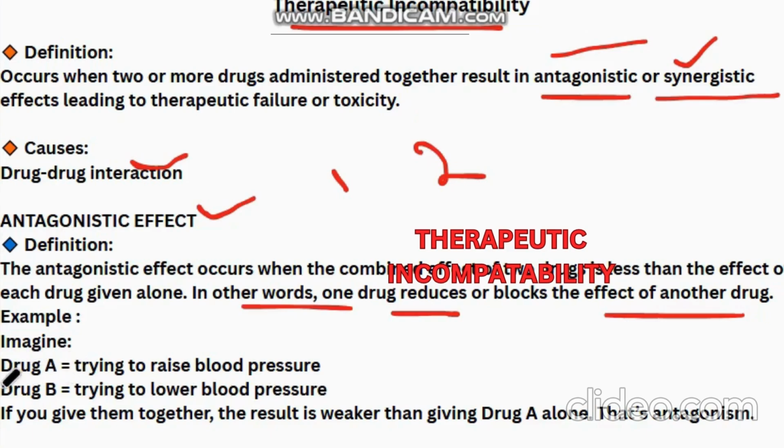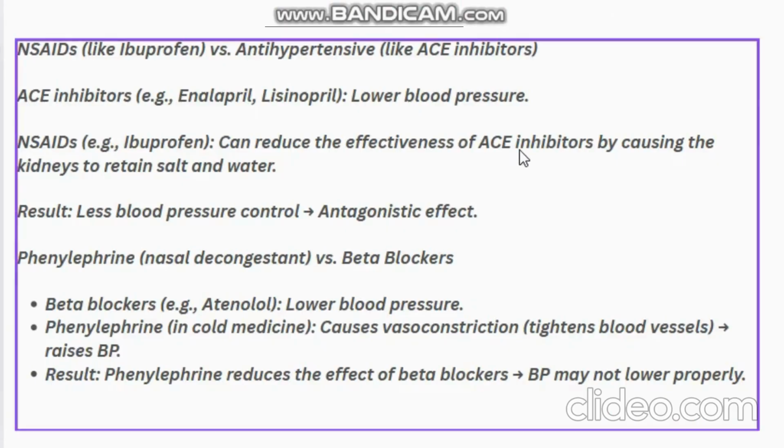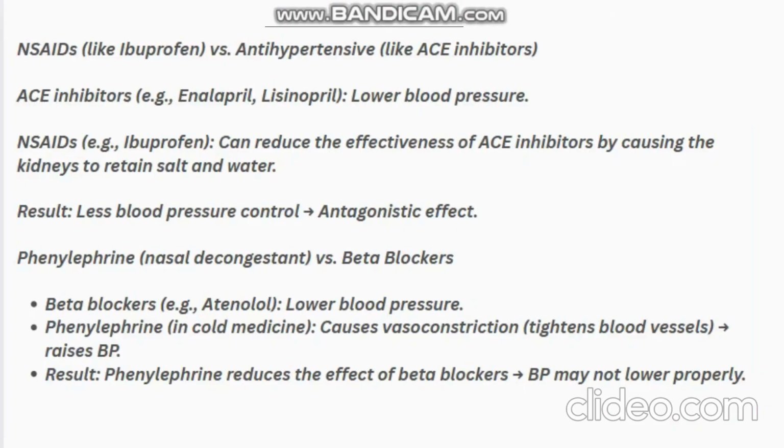We can see a simple example like drug A, which is trying to raise the blood pressure, whereas drug B is trying to lower the blood pressure. When these two drugs are given simultaneously, what happens? There is a less or weaker therapeutic effect, or decreased therapeutic effect. This effect is called drug antagonism. Here we can see a specific example for drug antagonism.